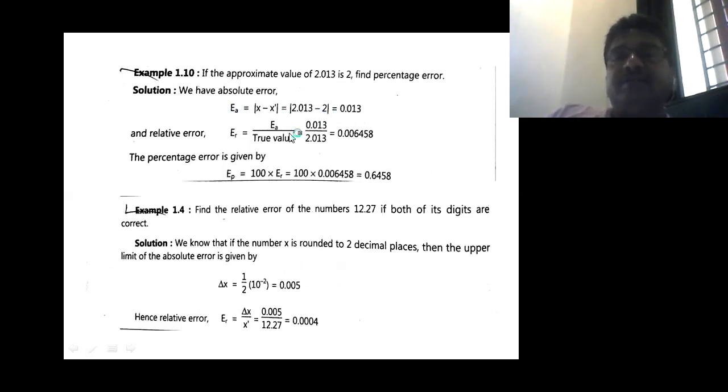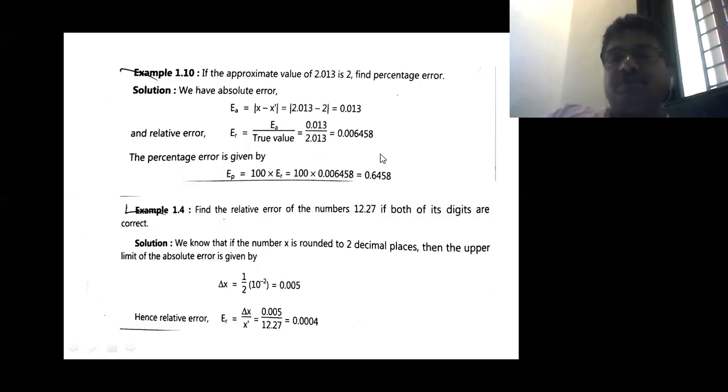Then the relative error is what? Absolute error divided by the true value. The true value is 2.013, and this is the absolute error. Divided by this, we have this answer. And then percentage error is relative error into 100. So we have this answer, 0.6458. This is the percentage error. So the question is to find the percentage error, which is relative error into 100.